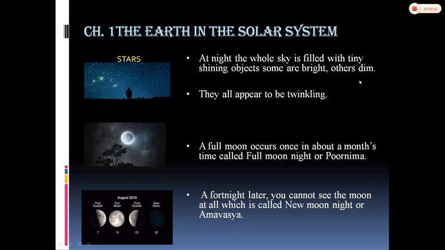See, the Purnima appears only once in a month, and just 15 days after the Purnima, you will see that there is no moon in the sky, and therefore that night is called the new moon night or Amavasya.